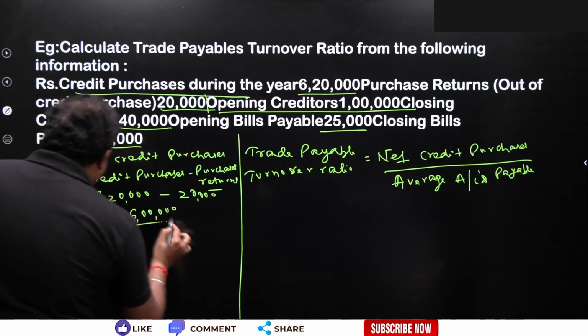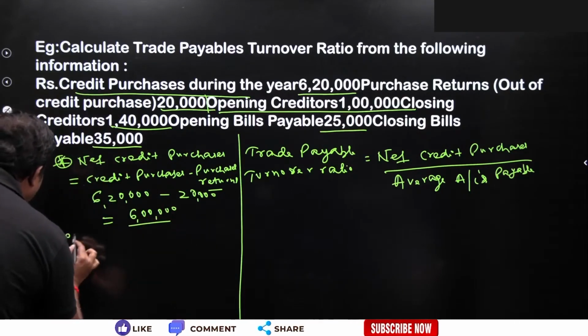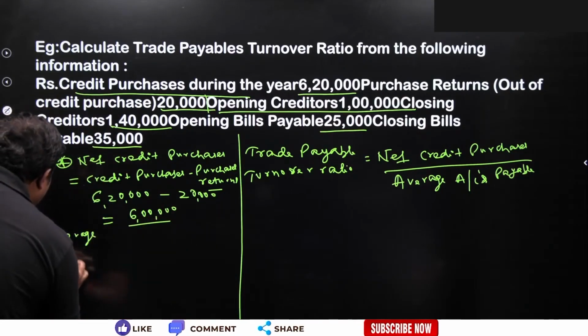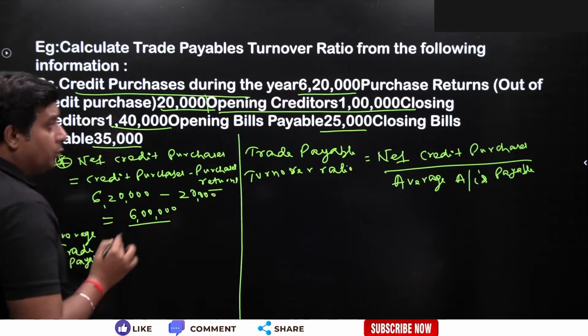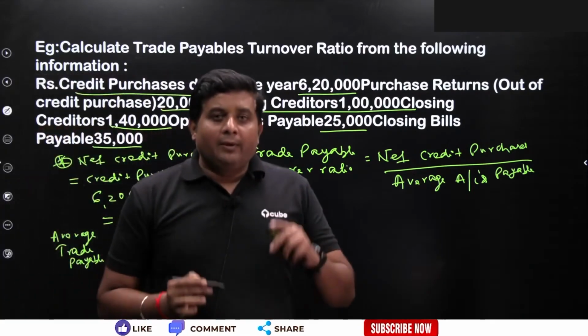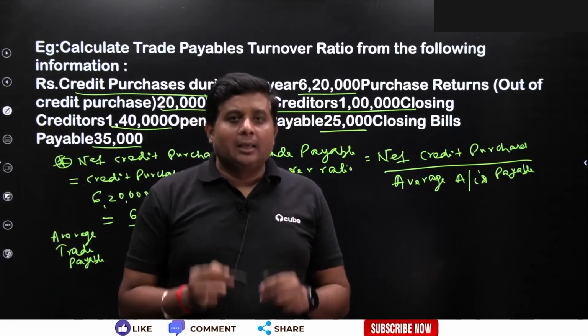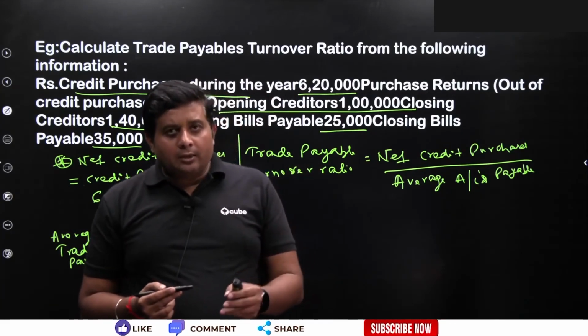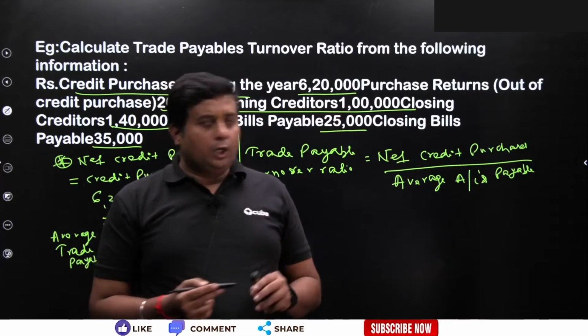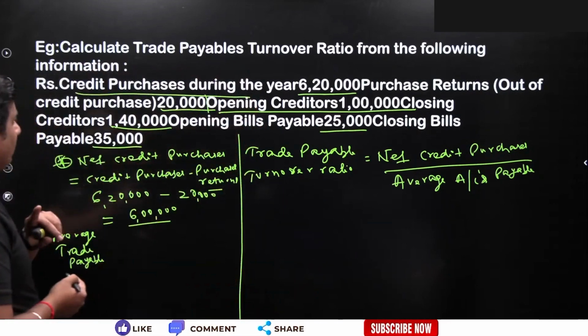All right, now it is the turn to find the average trade payable. What is the formula for the same? As I mentioned, opening trade payable plus closing trade payable divided by 2. Opening trade payable means opening creditors plus opening bills payable, plus closing creditors plus closing bills payable, divided by 2, right? They have given you all the information.